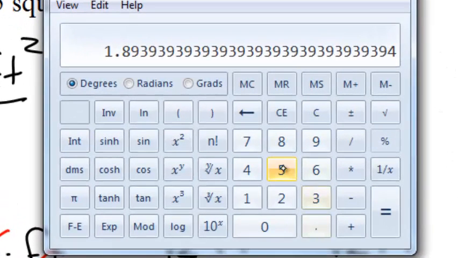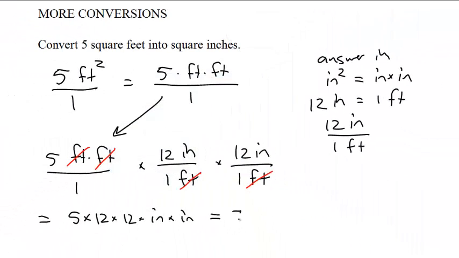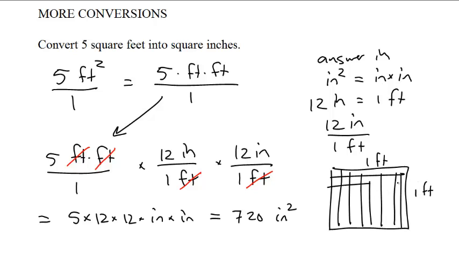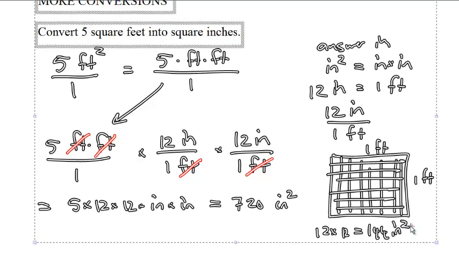5 times 12 is 60, and 60 times 12 is 720. So we have 720 square inches. And if you think about this, this makes some sense. Because if you have a 1 foot by 1 foot square, it's not 12 square inches, it's 12 times 12, 144 square inches. So a square inch is considerably less than a square foot.